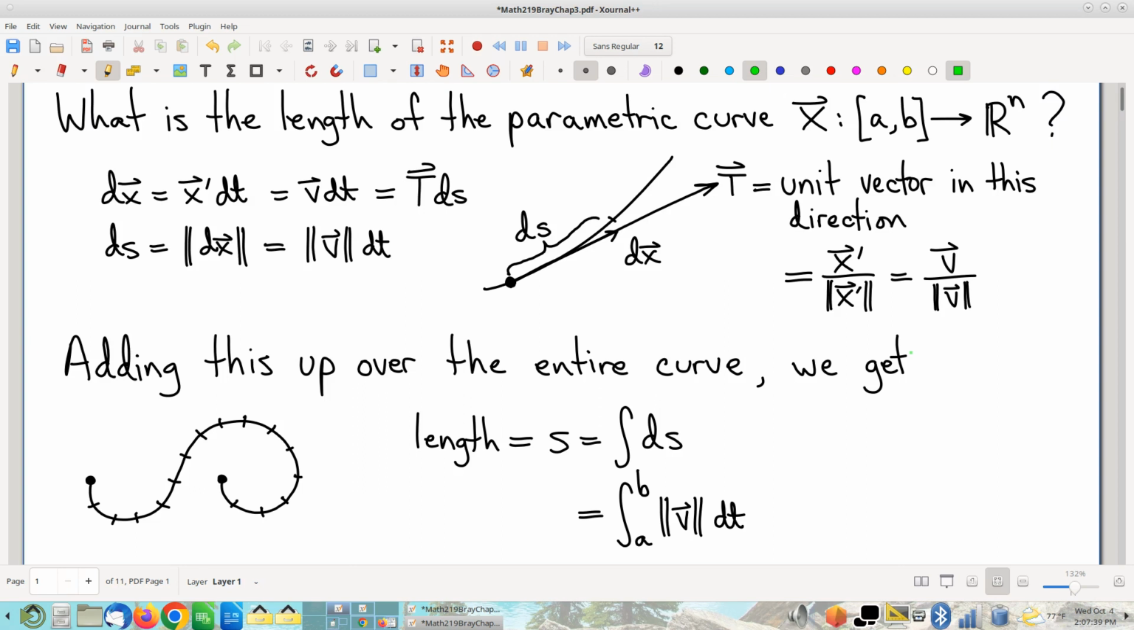Yeah? I'm still a little unclear about why ds is equal to the magnitude of dx. So dx is a vector representing displacement. And let's just think intuitively now about what is a displacement. A displacement says I'm going to go in a certain direction by a certain distance, right?